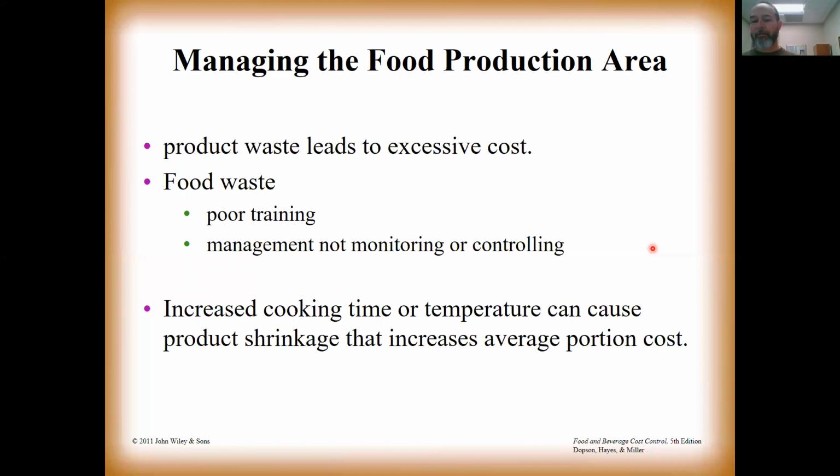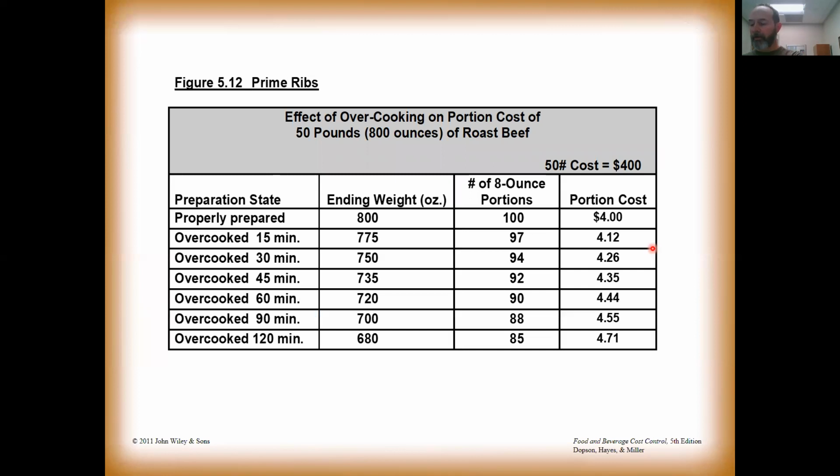Next thing we want to look at is thinking about how does increased cooking time or temperature impact our items. And so what we have here is an example of overcooking that leads to shrinking or shrinkage, sometimes called shrinkage, our product shrinking. So we're going to start here with 800 ounces. We want 50 pounds to get us 800 ounces of roast beef. So if it's properly prepared, what we get is 100 8-ounce portions. Okay, easy math. And what that gives us is a portion cost of $4 per 8 ounces.